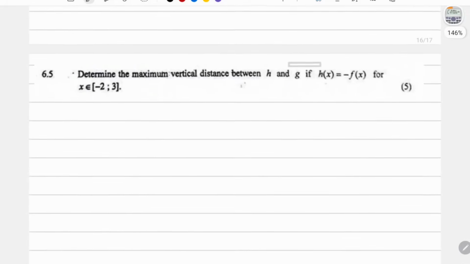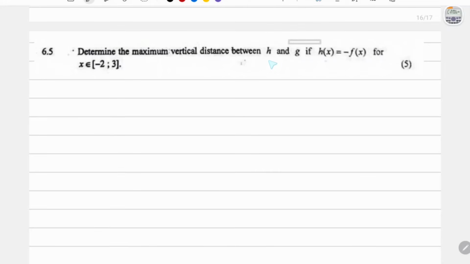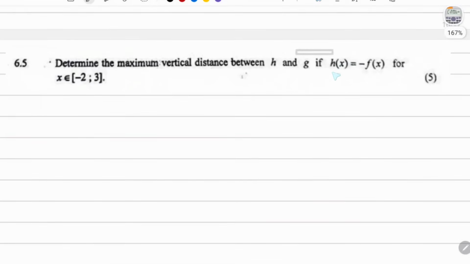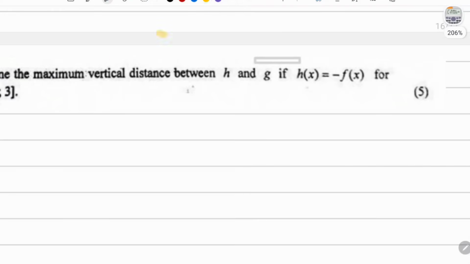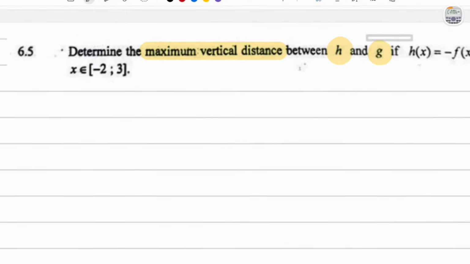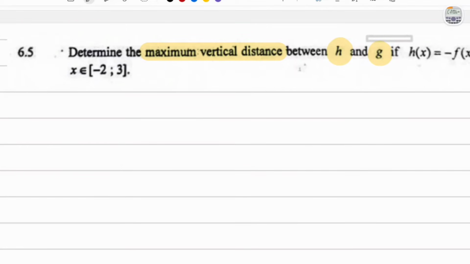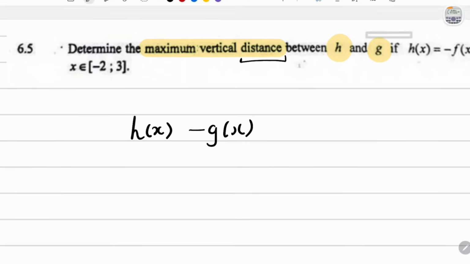Okay, then 6.5 says, determine the maximum vertical distance between H and G if H of X is equal to negative F of X for where X is an element of -2 to 3. So they want us to find the maximum vertical distance, a maximum kind of question, between H and G. Because they say between H and G and they say H first, we can just assume that they want us to find this distance by taking the graph of H of X and subtracting G of X, because you're trying to find the distance.